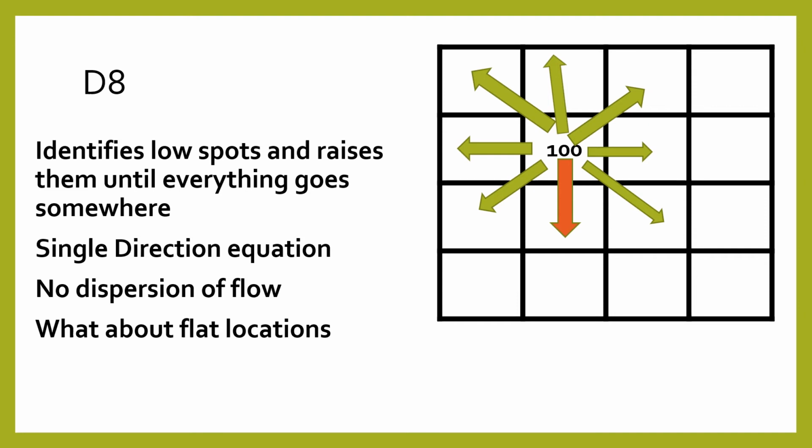This really makes things get screwy in flatter locations. But essentially it starts in a circular fashion, and it finds the lowest surrounding cell, and that's the one it goes to. If multiple cells are equally lower, it goes to the first one it finds. And so that's not natural either.